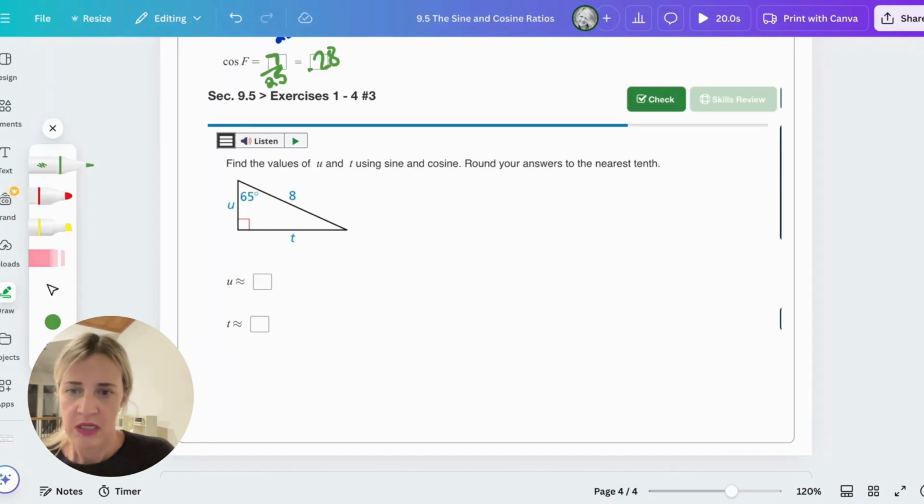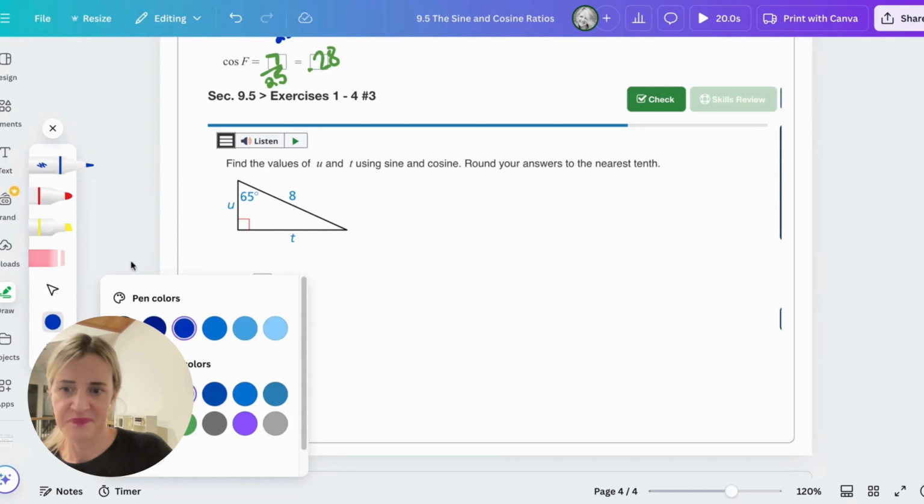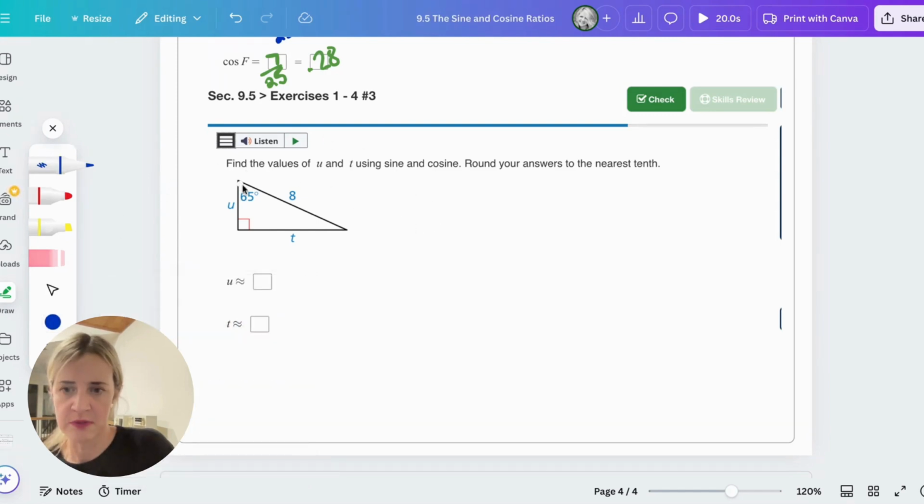So, okay, let's find u first. Let's not even worry about t. Let's just worry about u. Okay, so there's a couple ways we could actually do this. We're going to put our eyeballs here at the angle we know, 65 degrees. Eyeballs here. So label our triangle. Crossing the 90 is our hypotenuse.